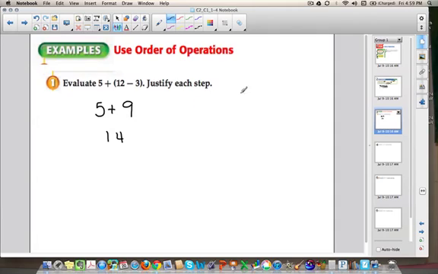If we don't have an order of operations, let's just say, I'm going to do this same example again over here. 5 plus parenthesis 12 minus 3. If you just decided to do this in any order that you wanted to, let's say you wanted to go 5 plus 12 first. Well, 5 plus 12 is 17. And then I'm going to bring down the minus 3. And 17 minus 3 is 14.